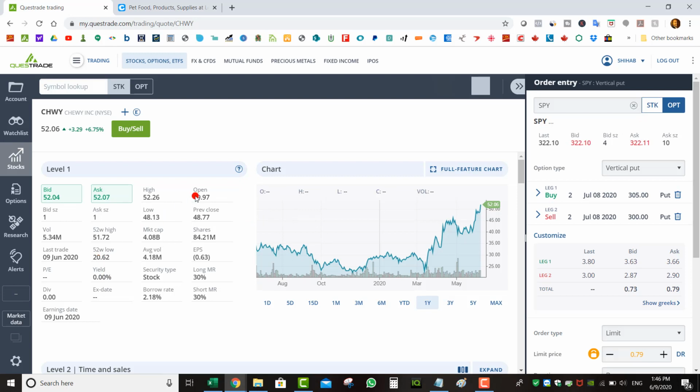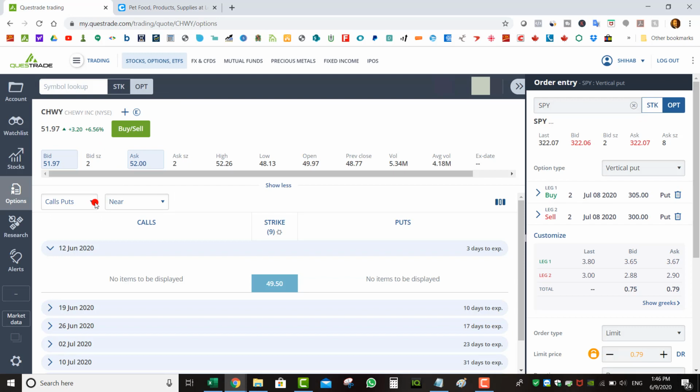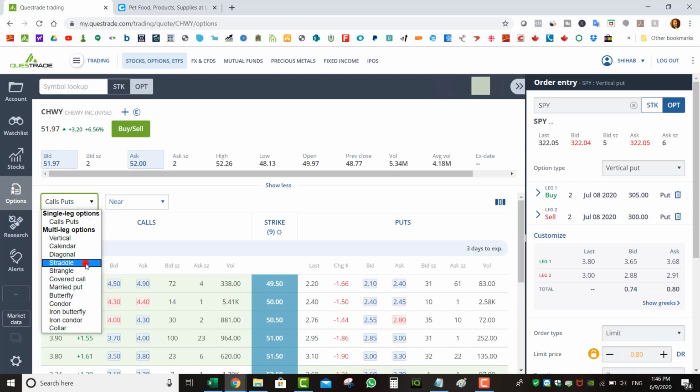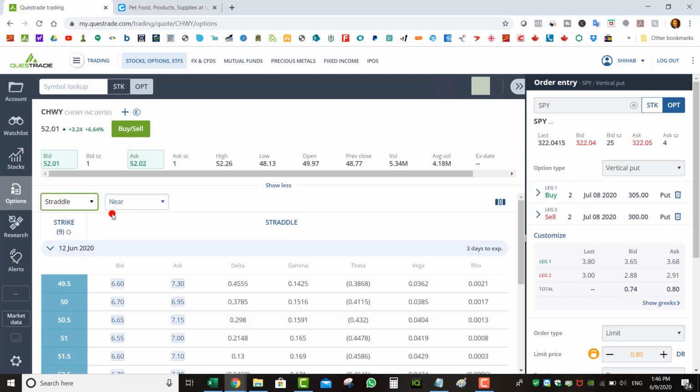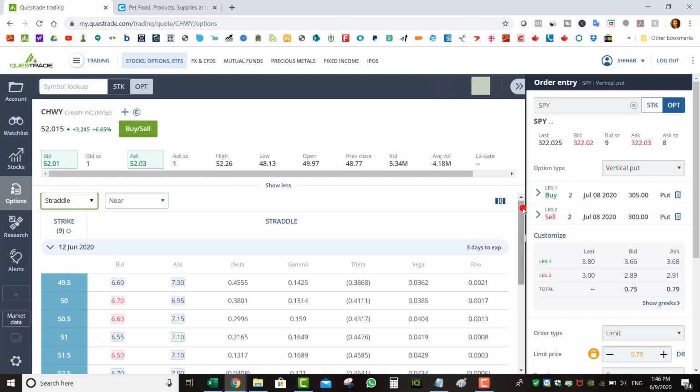So if I were to sell a naked put on this stock, first of all, I'd go to options and then look up the stock Chewy, and I would look for the expected move for this week's expiration of June 12. To get the expected move, I look at the value of the straddle. At the 52 strike expiring this week, it is trading around $7. So the value of the straddle for June 12 expiration at around the 52 strike is about $7, so the expected move is about $7.